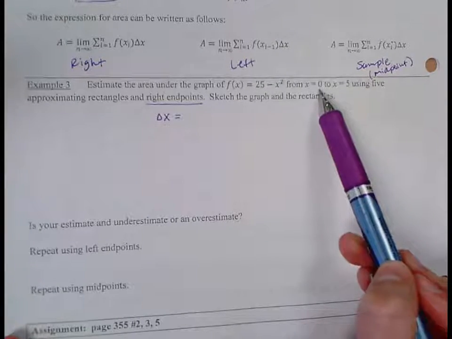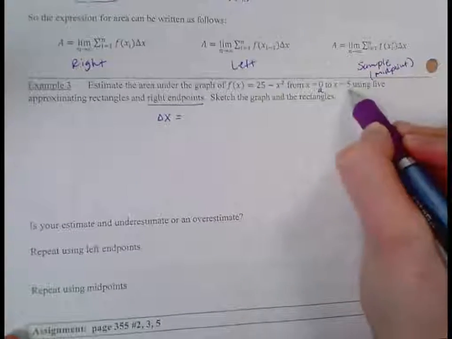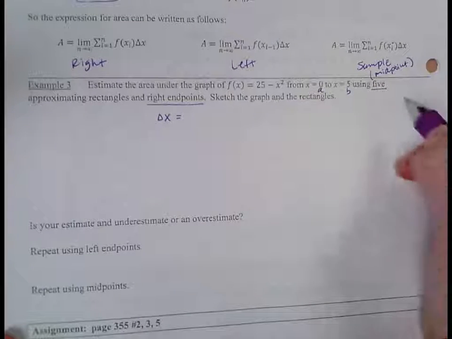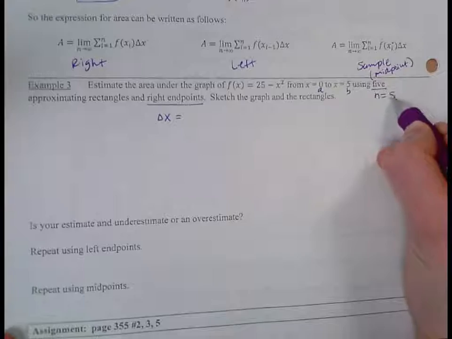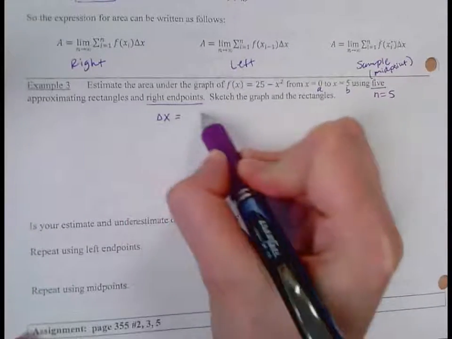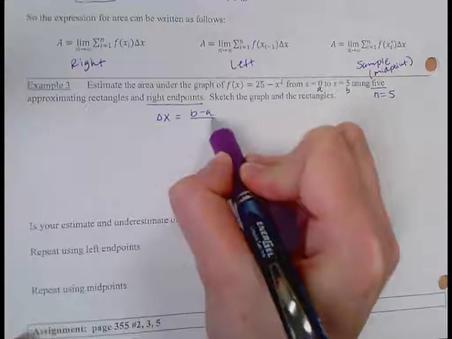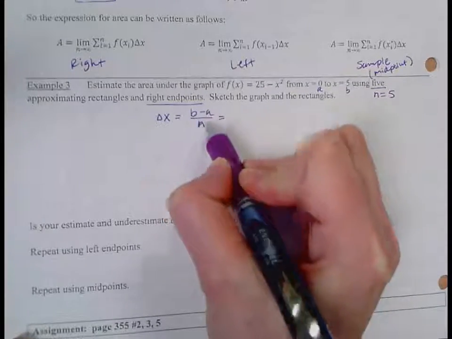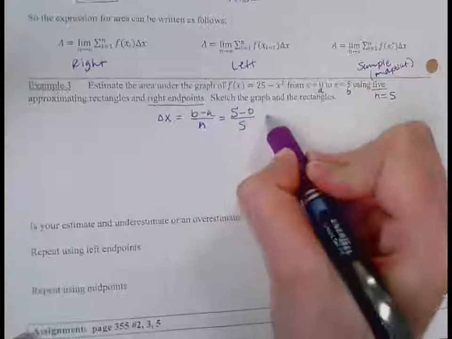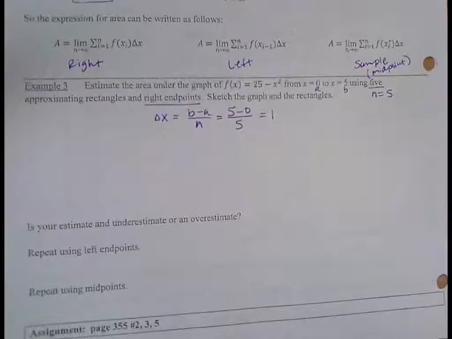So my A value is 0. My B value is 5, and I'm using 5 approximating rectangles, which means n is 5. So if you use that formula for delta x, which is B minus A divided by n, you would have 5 minus 0 divided by 5. So each of your rectangles will have a width of 1.